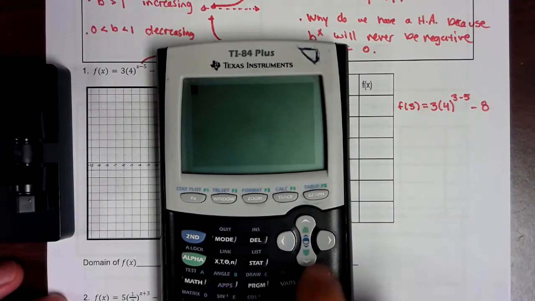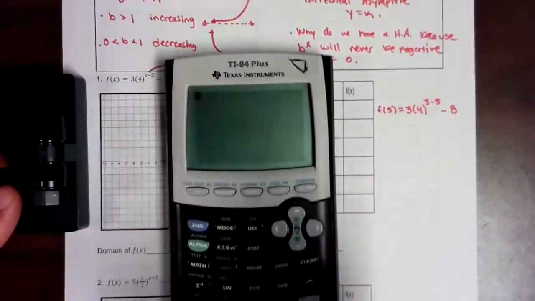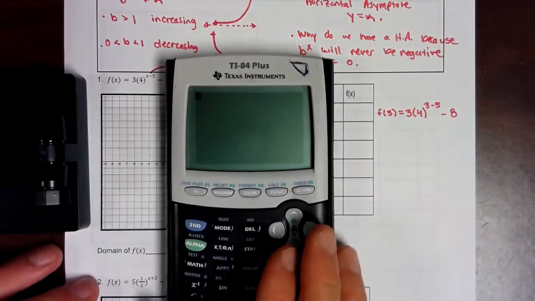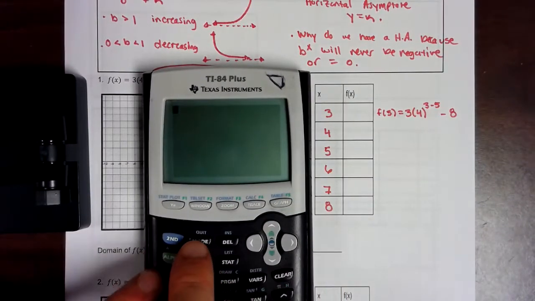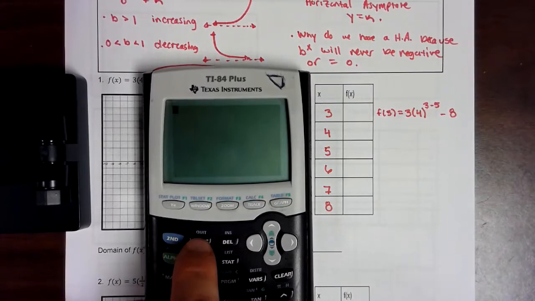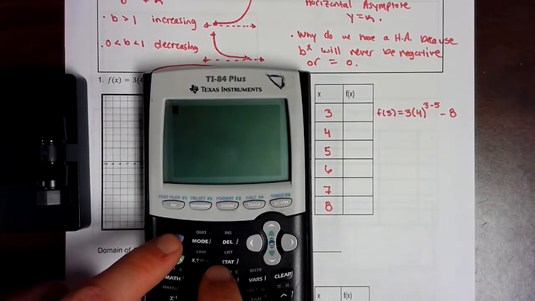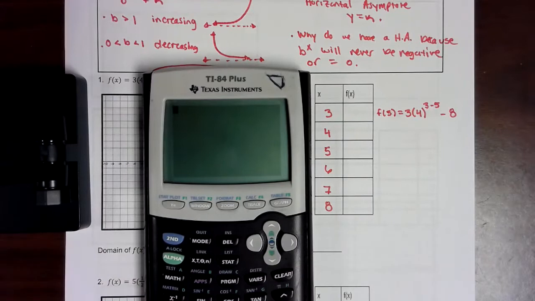So first, you want to clear your window. If you open your calculator up and it is on a weird kind of window, a good button to know is how to get to your home screen. If you look above mode, you'll see quit. Anytime you hit second mode, that's going to bring you back to this home screen.